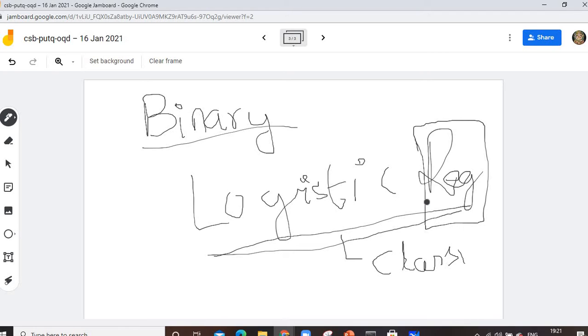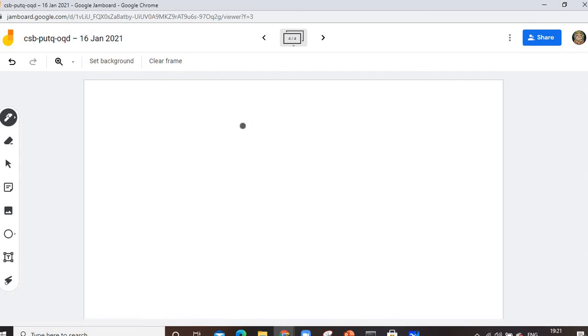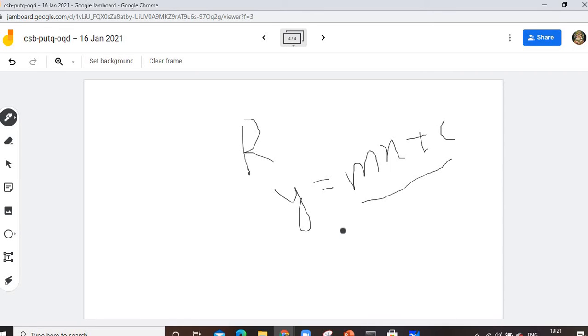But why did we give the name regression? Because what logistic regression does is take our linear regression model, y equals mx plus c, and it just adds an extra function on top of this linear regression. That's why this is called logistic regression.